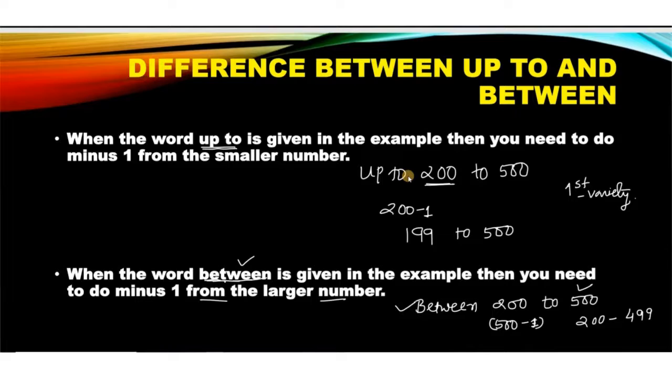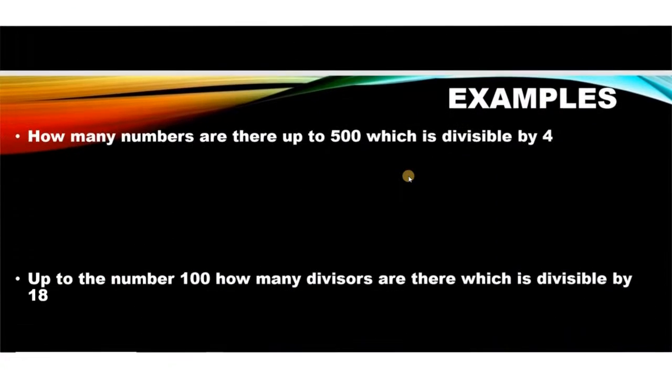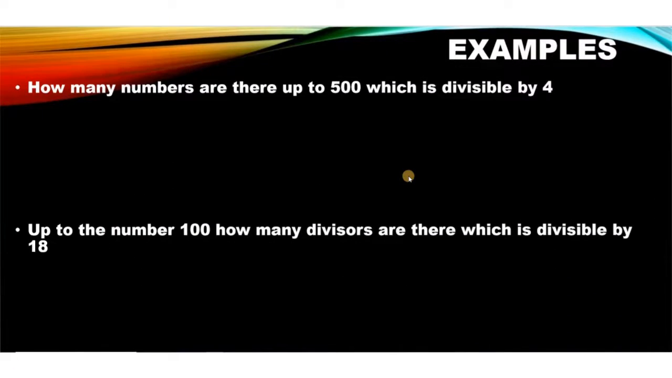So remember two important words. One is up to, which means -1 from the smaller number, and between, where you have to -1 from the larger number. We will do some examples so you will understand in a much better manner. For example, how many numbers up to 500 are divisible by 4?